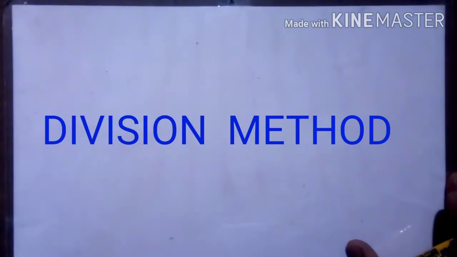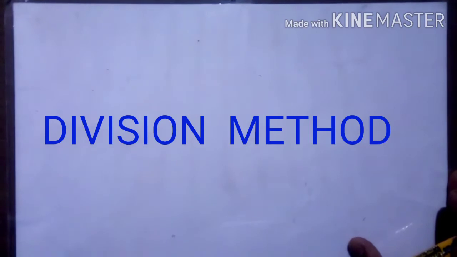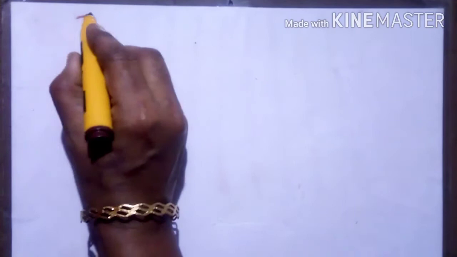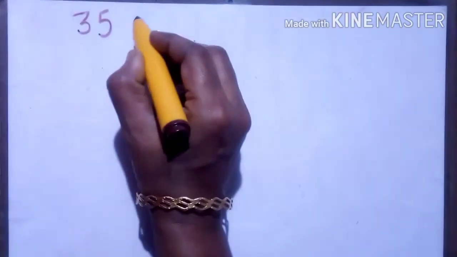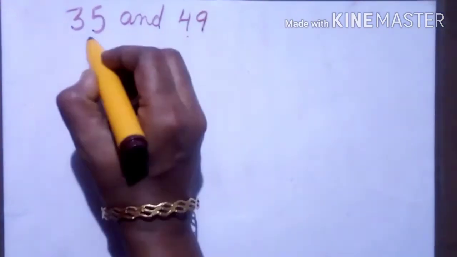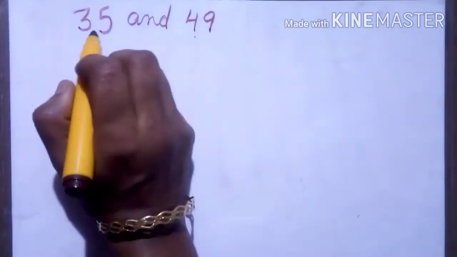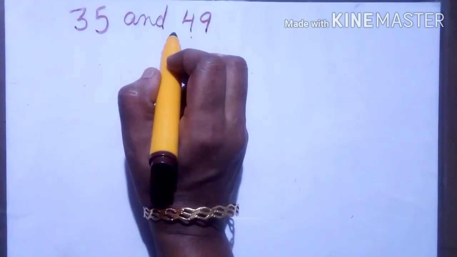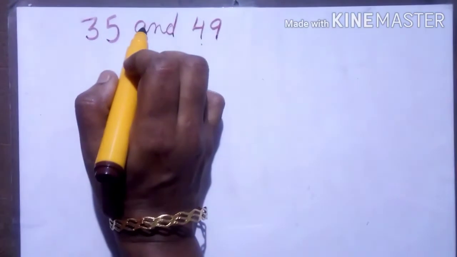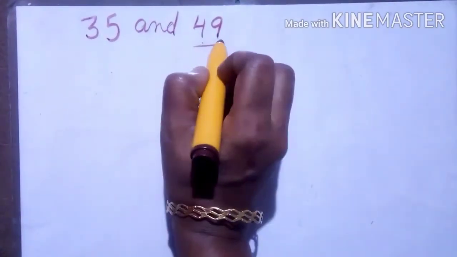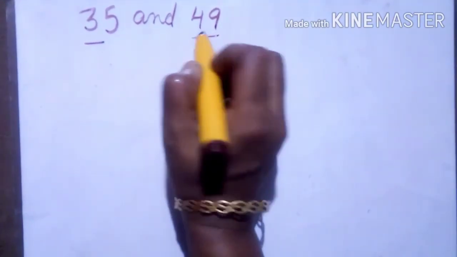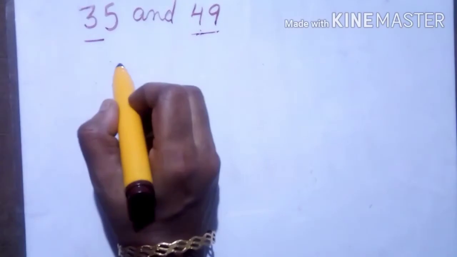So let us take one example for doing the division method. Find the HCF of 35 and 49. For that, we have to divide these two numbers. We have to divide the bigger number by the smaller number. This is the bigger number, so we have to divide 49 by the smaller number 35. So let us start dividing.